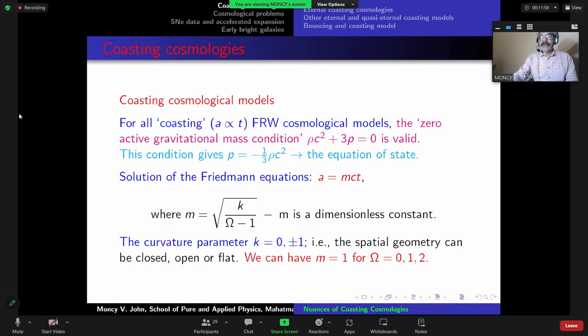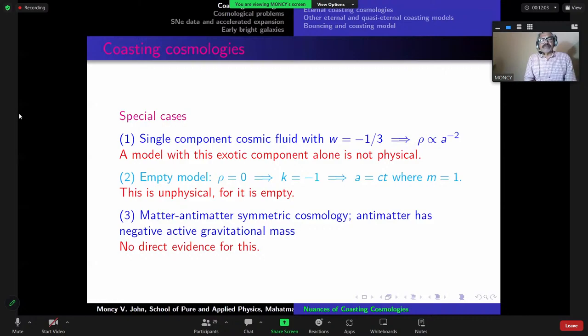So let us now consider some special cases of this. If you are considering only a single component cosmic fluid, the equation of state parameter is minus 1 by 3, that is rho varies as a to the power minus 2. But this kind of component is exotic, and such a model is not physical. Another special case is that of an empty model where rho equal to 0, k should be equal to minus 1, and you can write a equal to ct. But of course, this is unphysical, for it is an empty model. Thirdly, there is a matter-antimatter symmetric cosmology. Antimatter has negative active gravitational mass, so the total active gravitational mass will be 0. But there is no direct evidence for this scenario.